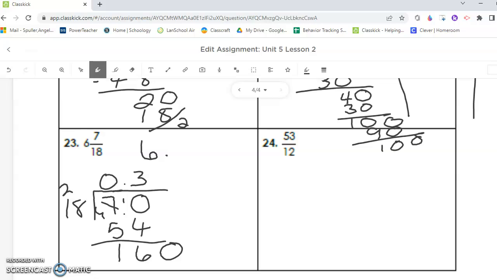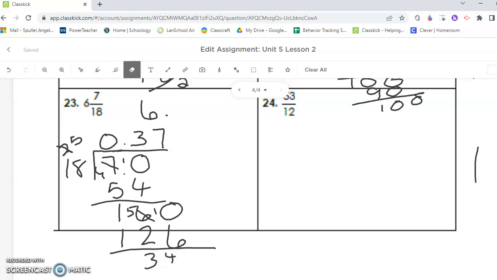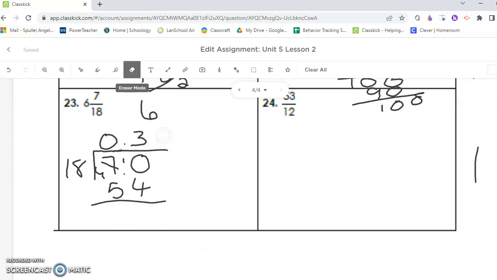All right. I'm going to try 7 for the next one. 7 times 18. 7 times 8 is 56. Carry the 5. 7 times 1 is 7 plus 5 is 12. I don't think that's going to be enough. Nope, because that gets me too many left over. So let's try something different.